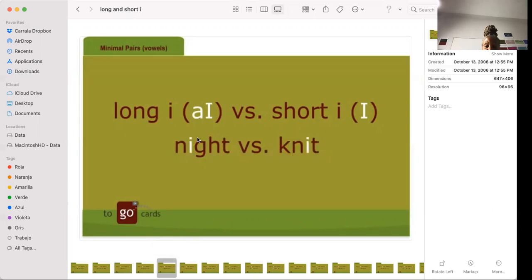Night, look at that I, knit. Tiny versus teeny. Tiny is very small. Teeny is even smaller than very small. A lot of times you hear people say teeny weeny.